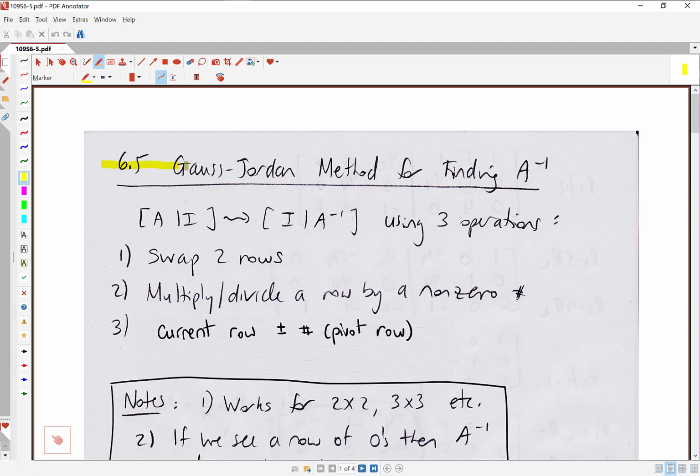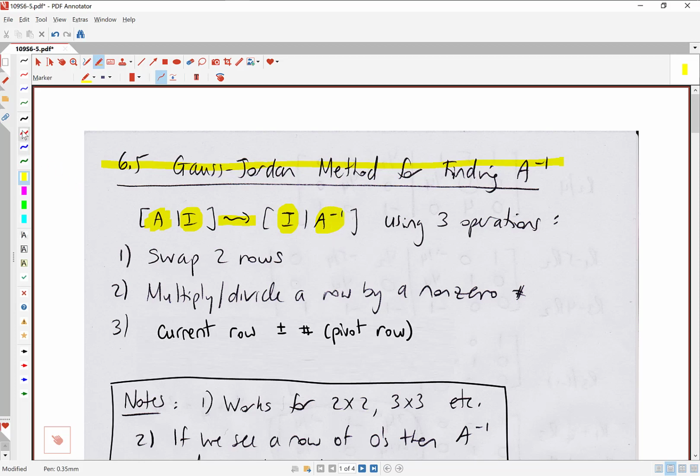In this video, we're going to discuss the Gauss-Jordan method for finding the inverse of a matrix. So what we're going to do is put our matrix A in on the left side of this matrix, and beside that, we're going to write down the identity matrix of the same size. Then we're going to do a sequence of row operations until we produce the identity matrix on the left side. And at the point that we have the identity matrix on the left side, what will appear on the right side is the inverse of our matrix.